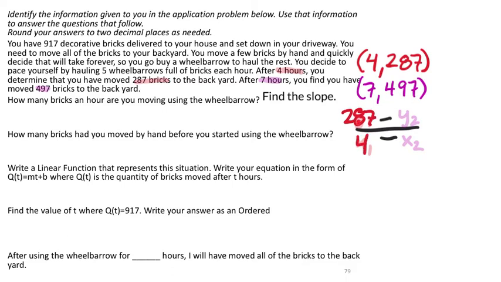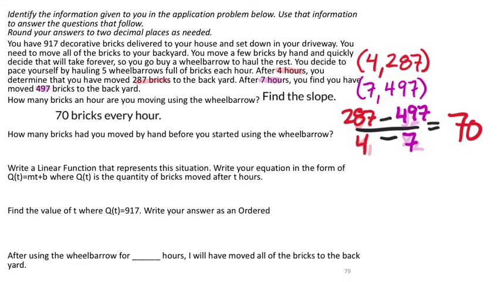Just remember, ordered pairs have to be directly above or below each other. So the y value for the purple ordered pair is 497, and the x value is 7. I'm just going to use my calculator to do this, using the n over d button. And that shows me that I have a slope that is, sorry, 70. Now, we need to specify this. We did find the value of 70, right? But really, it's 70 bricks every hour. And again, this is using the wheelbarrow, right?